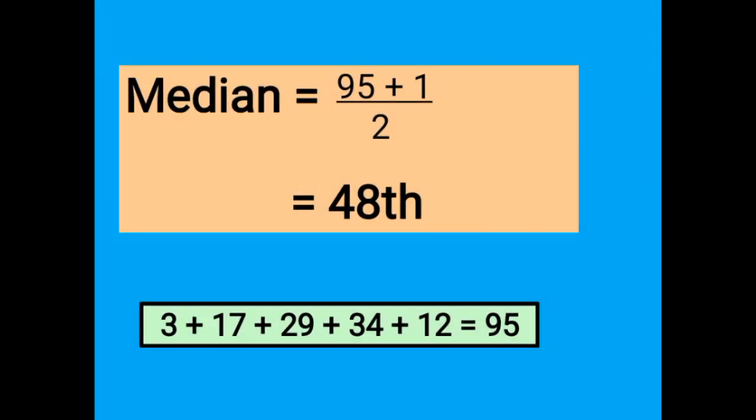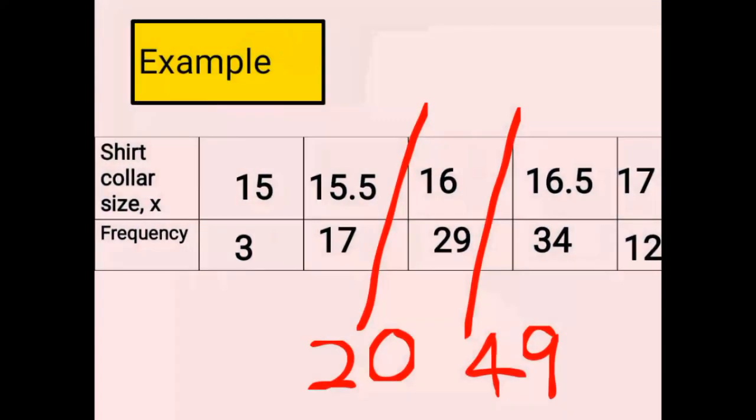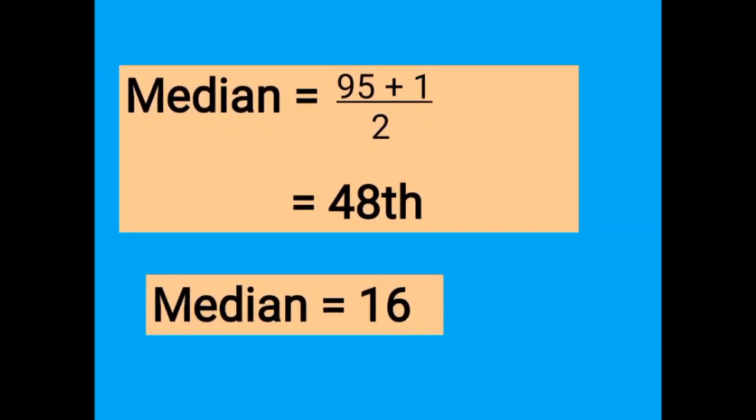The median. First add the frequencies to find the number of observations. So it's 3 plus 17 plus 29 plus 34 plus 12 equals 95. There are 95 observations. The median is the middle value, so the median is 95 plus 1 divided by 2, equals the 48th observation. Since 95 is an odd number, we add 1 before dividing by 2. There are 20 observations up to 15.5 and 49 observations up to 16. So the median is 16.